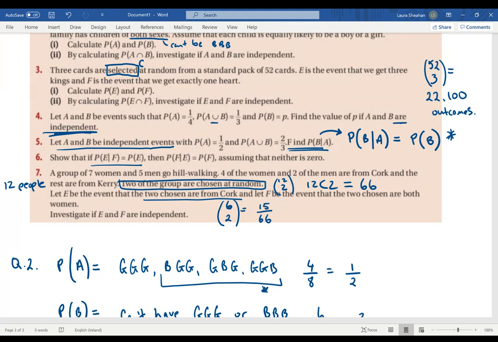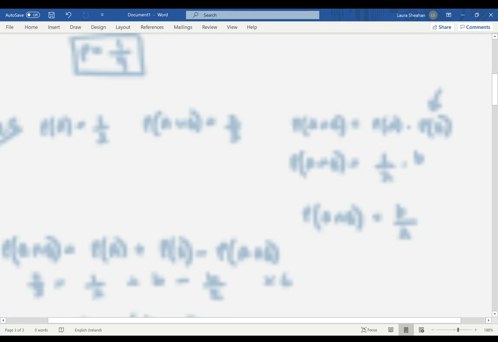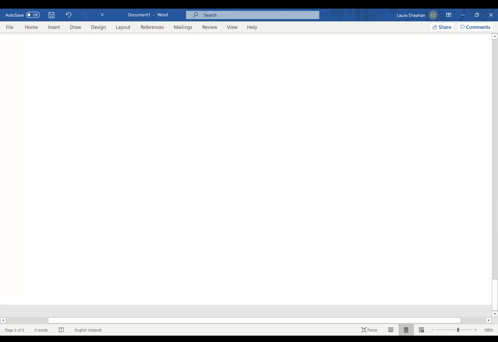Let F be the event that the 2 chosen are both women. So there are 7 women, so I have 7 choose 2. 7 choose 2 is 21. So the probability that they are both women is 21 over 66. There are 66 total options for choice. And my question is, investigate if E and F are independent. So I'm going to go down here to give myself some more room.